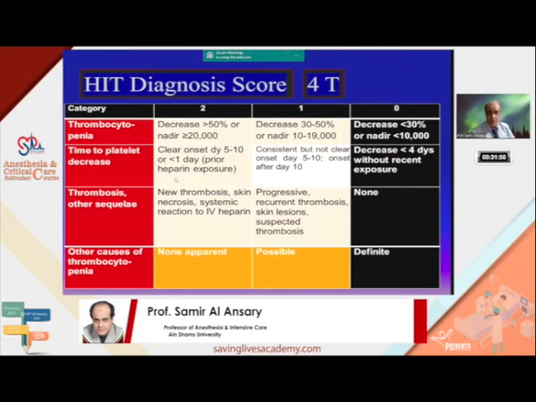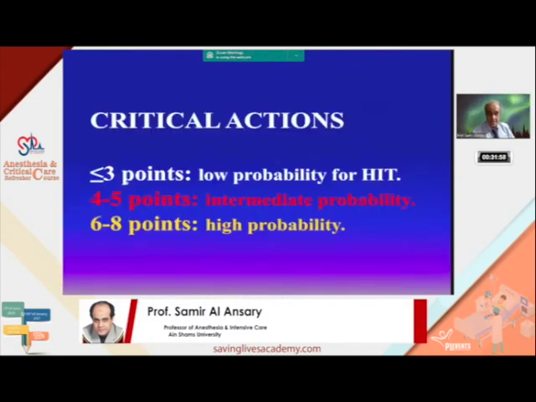So if your score is less than 3 points, low probability for it. If the score is from 4 to 5, intermediate probability. If from 6 to 8 points, it is high probability. You have to stop heparin, and you have to start another anticoagulant, even if there is no thrombosis.